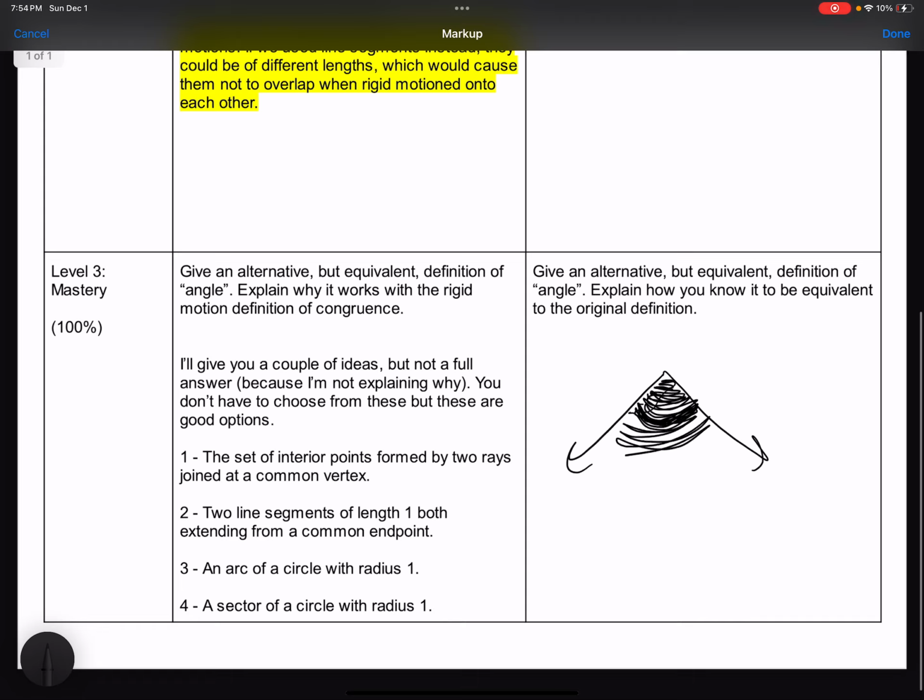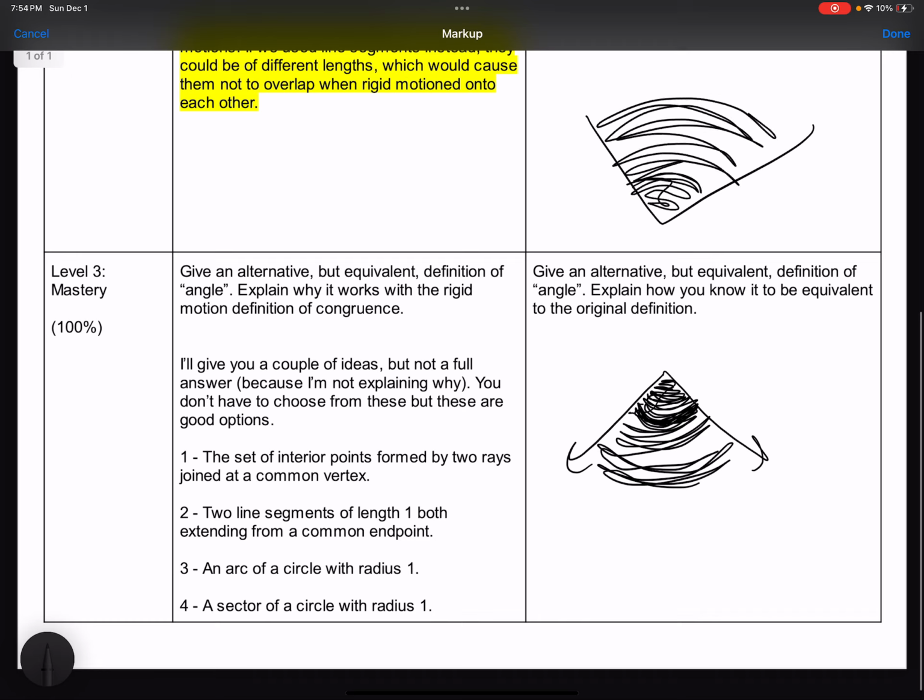You take the space inside of it and compare it to the space inside another angle of the same measure. If they're the same amount of degrees, they're going to have the same amount of space inside, and you're going to be able to rigid motion one onto the other. So this is really explaining why it works with the original definition. They are both using the same pair of rays.